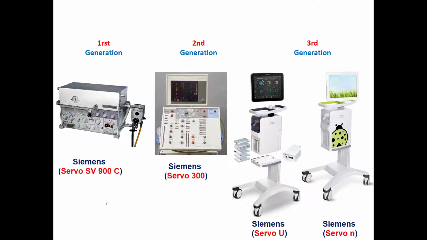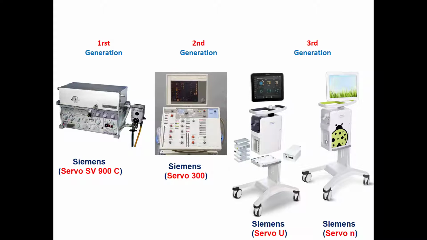For example, as we can see here, these ventilators are manufactured by Siemens. The first generation was called Servo SV900C. As we can see here, we have a lot of gauges and a lot of knobs. This ventilator should be self-tested and should be manually tested and calibrated prior to use on the patient. And in the second generation, part of this task became automated.